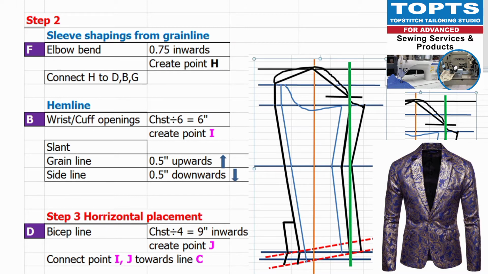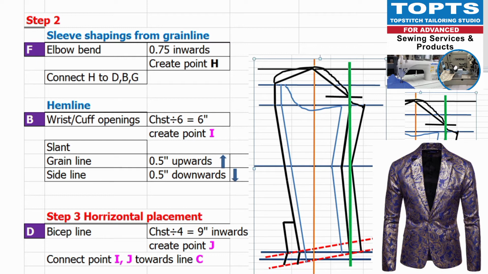Then now, how do you identify the slant? Now we're going to see another step, that's the slant. So now the slant from the grain line, you're going to move upwards 0.5 inches. That's a half inch upwards. Then from the side line, that's the side seam line, you're going to go below the hemline 0.5 inches. That's a half inch downwards. That's how you're going to get that slant, a beautiful slant of our coat sleeve.